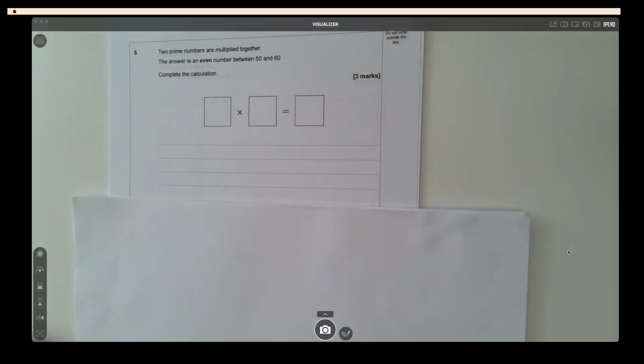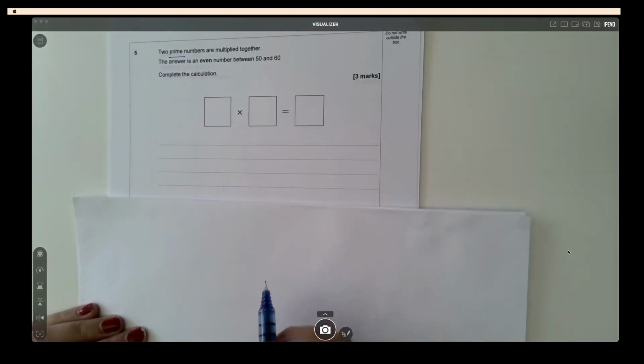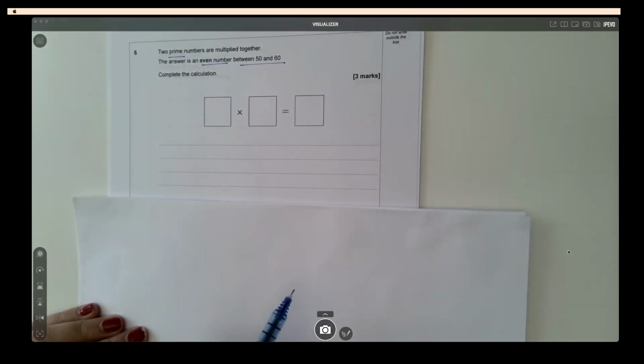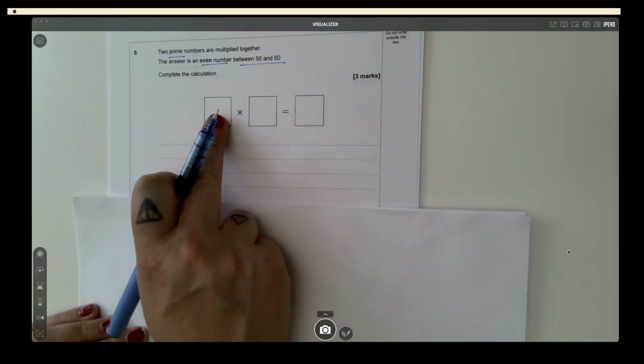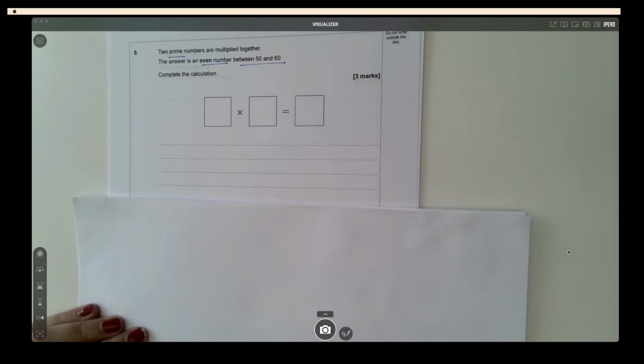Question 5. 2 prime numbers are multiplied together. The answer is an even number between 50 and 60. Complete the calculation. So we're going to put 2 prime numbers in here that give us an answer between 50 and 60 when we multiply them.